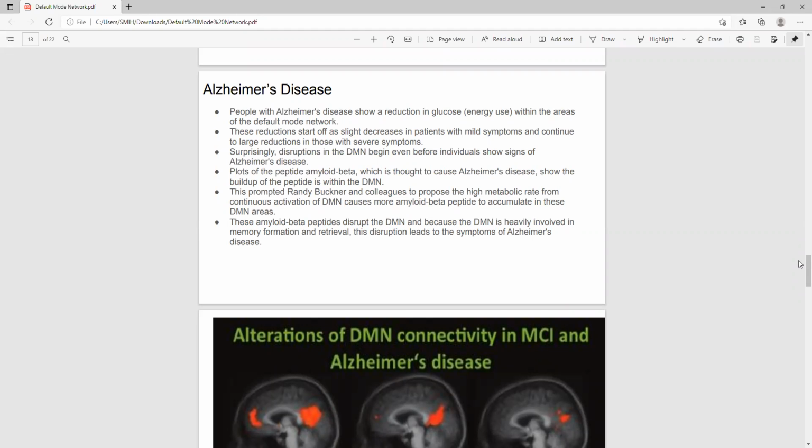These amyloid beta peptides disrupt the DMN, and because the DMN is heavily involved in memory formation and retrieval, this disruption leads to the symptoms of Alzheimer's disease.